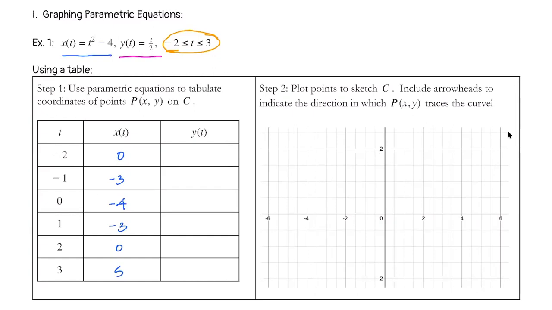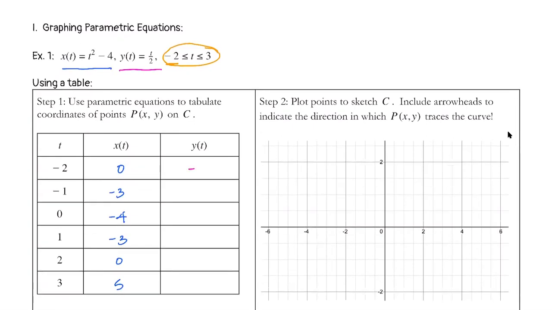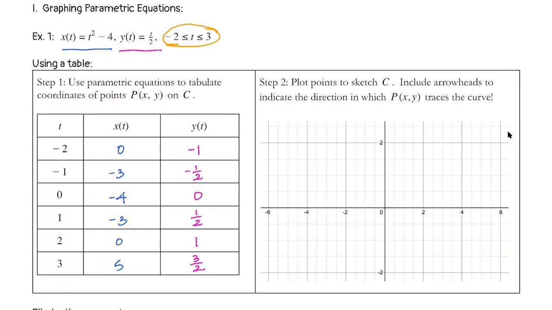Now for the second column, I'm going to take all the same t values and plug them into the y of t equation. So we have y of t equals t over 2. In the first line, when I put in -2, I will get -1. When I put in -1, I'll get -1/2, 0, 1/2, 1, and 3/2.